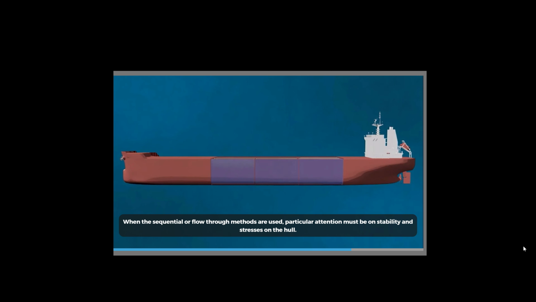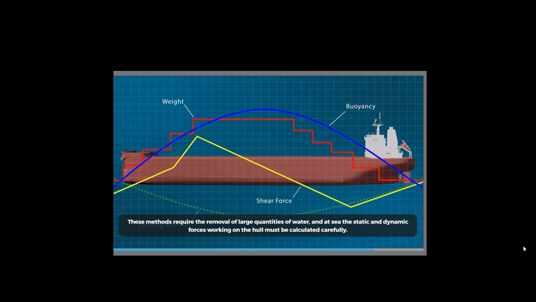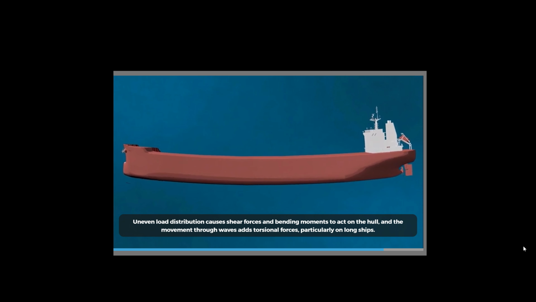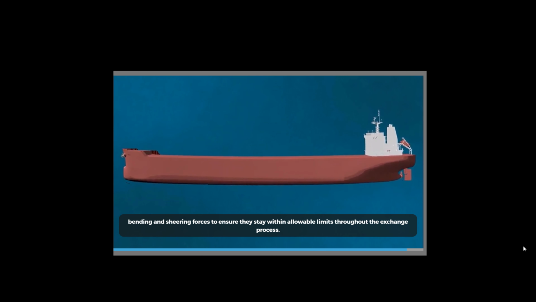When the sequential or flow-through methods are used, particular attention must be on stability and stresses on the hull. These methods require the removal of large quantities of water, and at sea, the static and dynamic forces working on the hull must be calculated carefully. Uneven load distribution causes shear forces and bending moments to act on the hull, and the movement through waves adds torsional forces, particularly on long ships. The dynamic forces working on the ship at sea requires careful calculation of bending and shearing forces to ensure they stay within allowable limits throughout the exchange process.